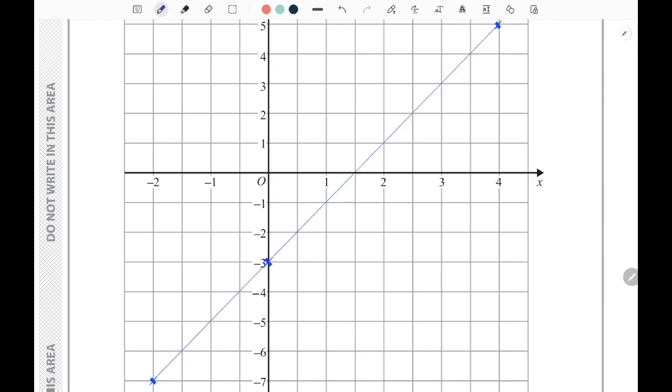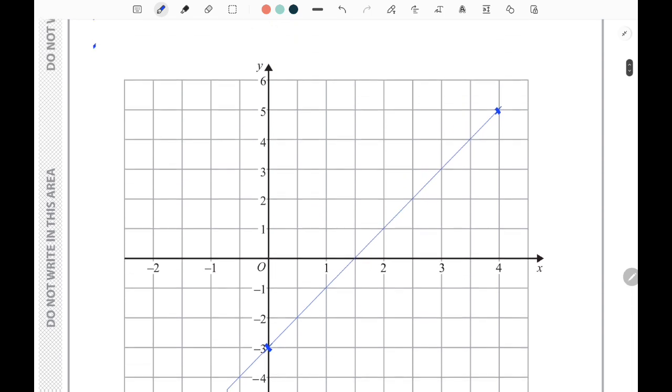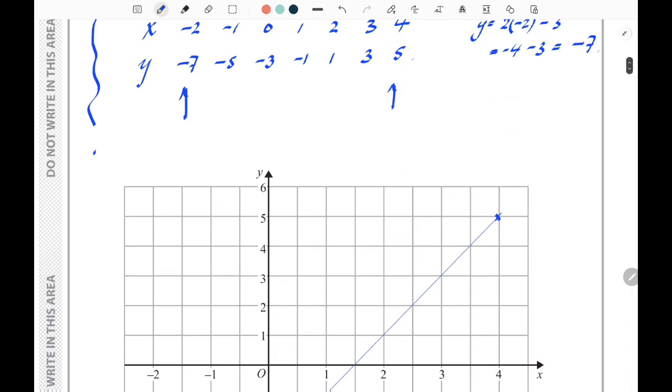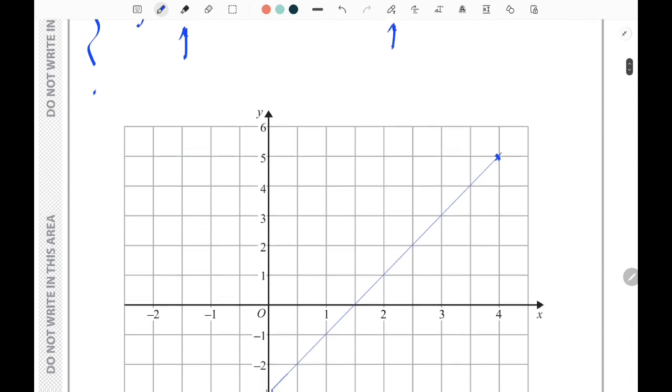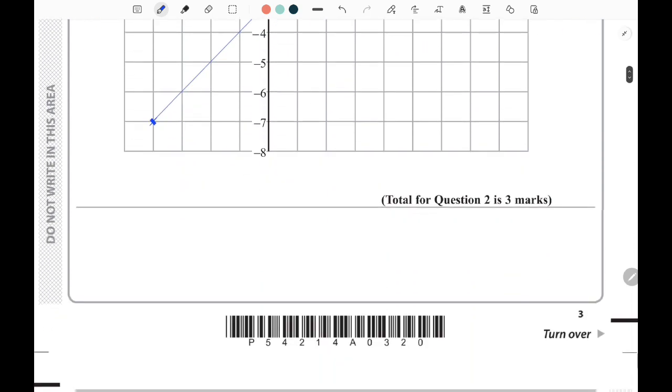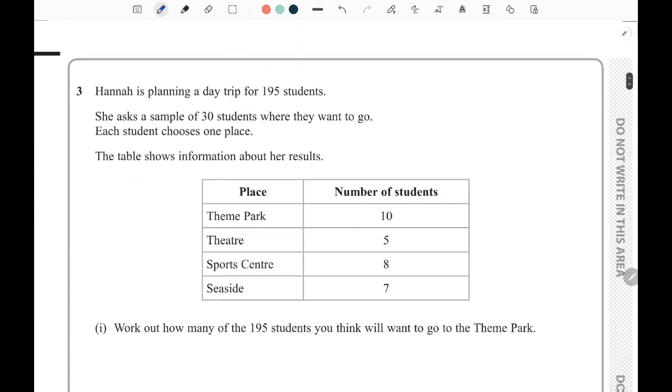There we are, all right? That is literally all you need to do. There are alternative methods, and if anybody's interested in how to do a straight line sketch without plotting points, then please leave a comment. Okay, number 3.